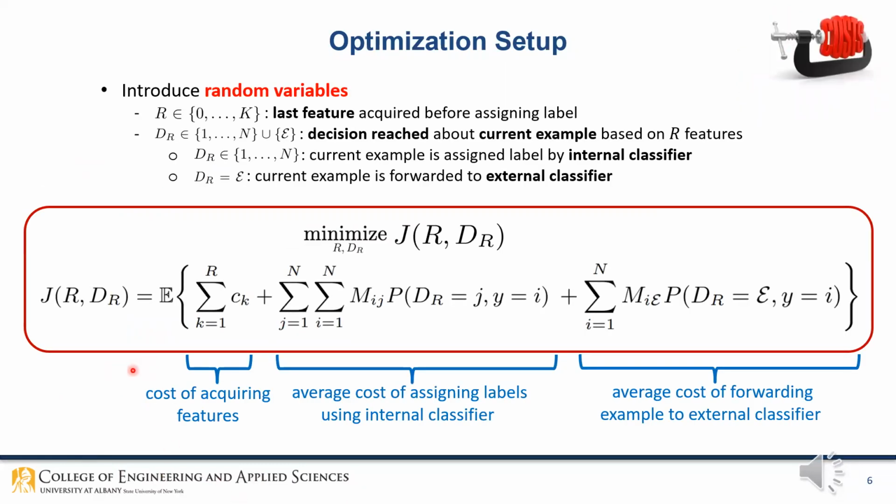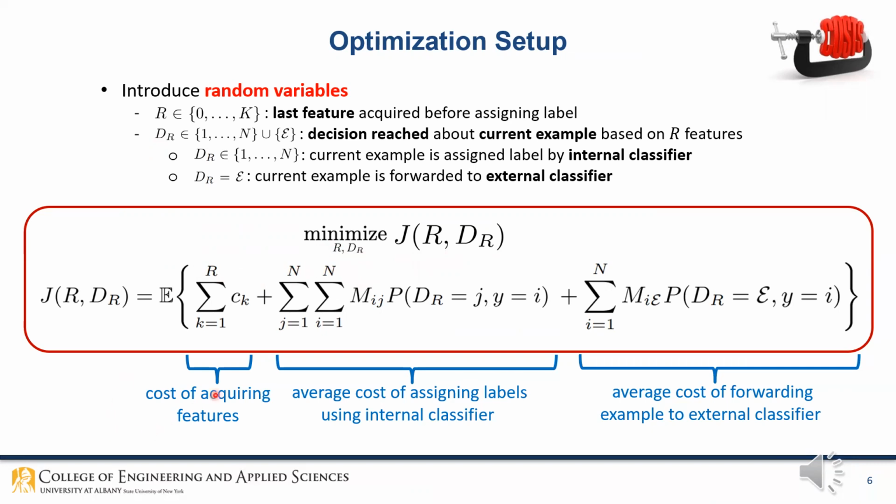This is our optimization setup. We define random variable r to indicate the last feature acquired before assigning a label to the current example. We also define random variable dr to indicate the decision reached about the current example based on r features. Our goal is to minimize this optimization function with respect to r and dr.